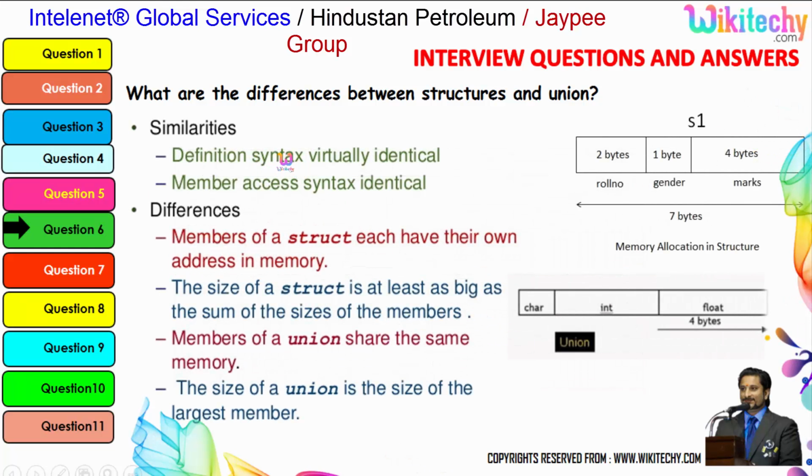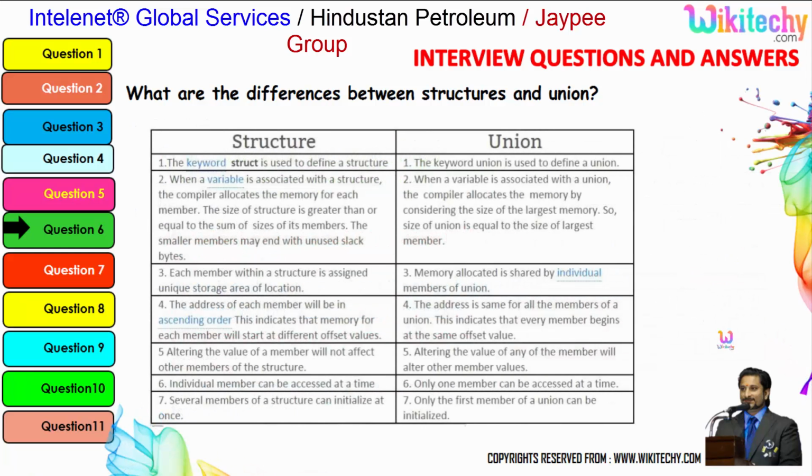So the definition syntax is virtually identical. The member access syntax is identical, but the members of a structure each have their own address in memory. So the size of the structure is the addition of all three. Over here, members of union share the same memory. The size of the union is the size of the largest member. So here are the quick definitions between structure and union.